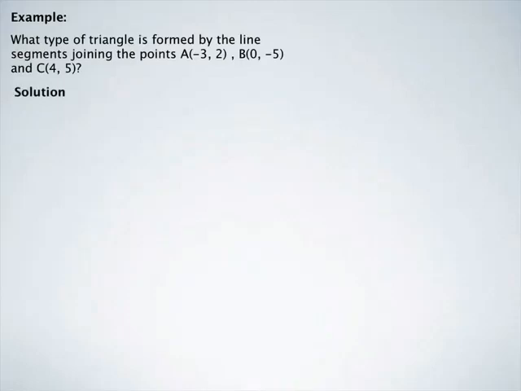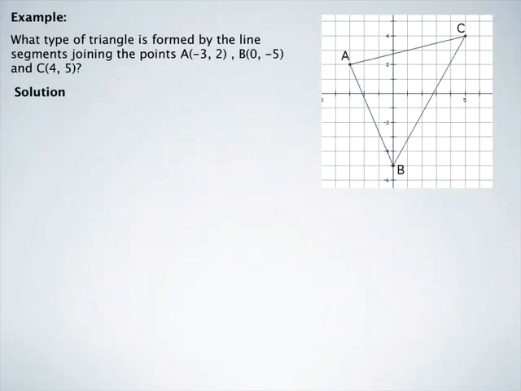So the solution to this example, we should always begin by sketching the figure on a grid. Draw in our points A, B, and C, and connect them with line segments. This helps us to visualize the problem as well as to see what the solution should be. First, let's calculate the length of segment AB using the length of a line segment formula.